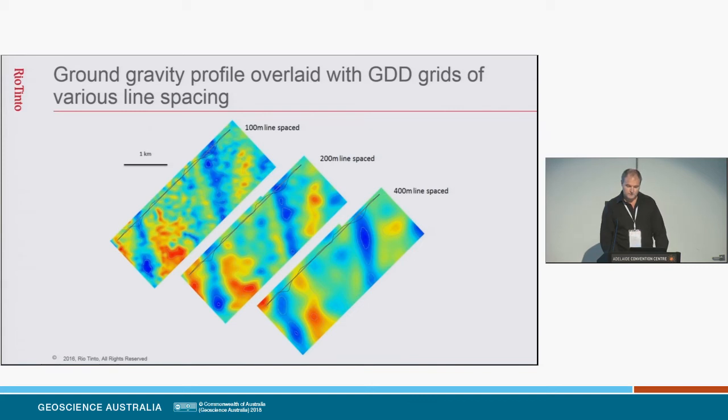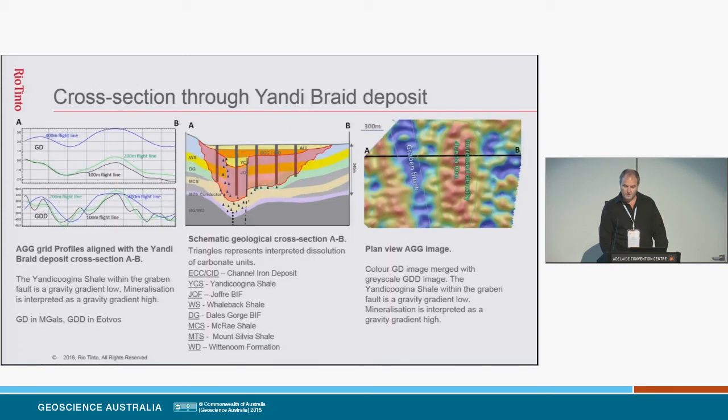The 400 metre line spacing grid shows considerable offset in the location of key features. Also, the anomaly amplitudes vary considerably from those observed in the original 100 metre line space product. These offsets are significant in the context of exploration targeting. For the Yanni Braid project, the 200 metre line space data is the preferred product for exploration, in my opinion.